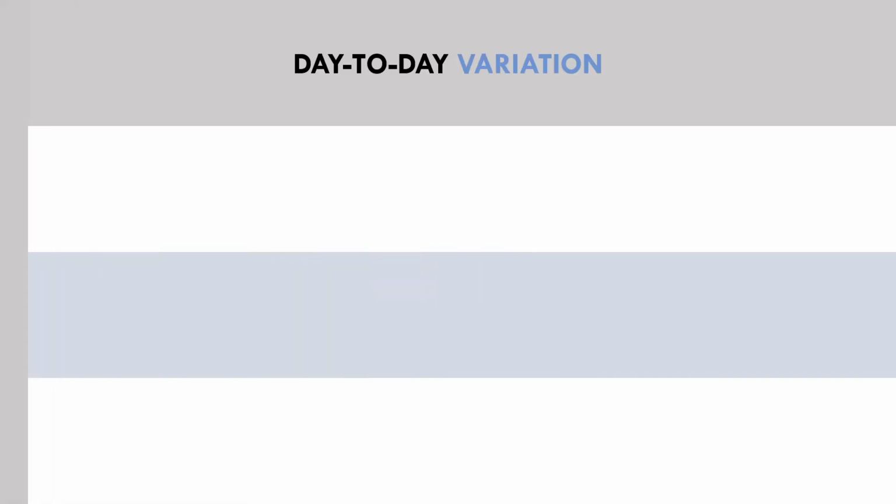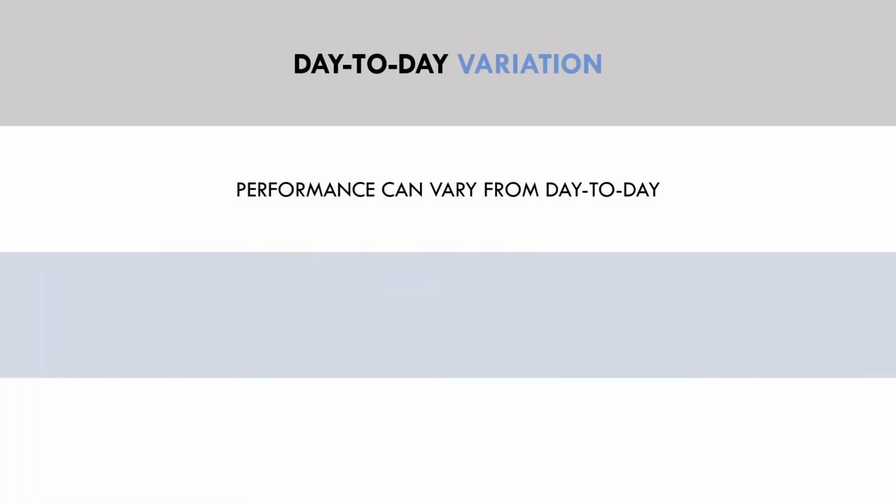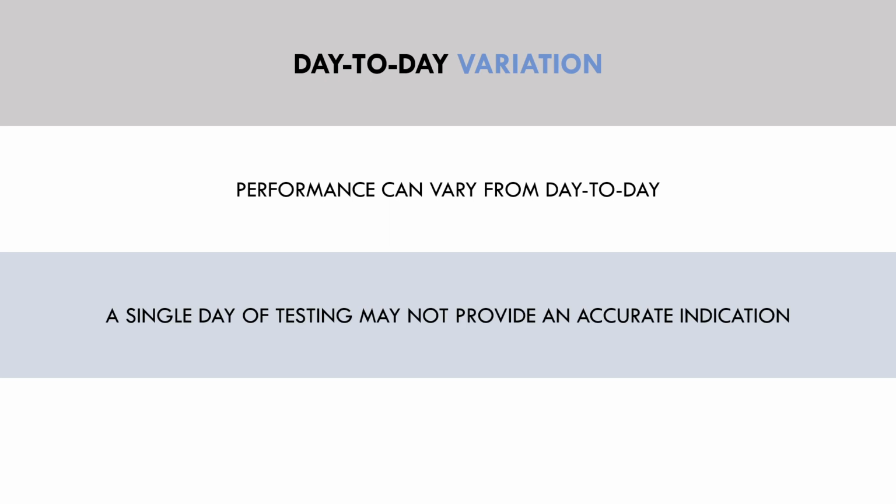However, there are a few issues with testing performance on specific dates of the year. The first issue is that an athlete's physical performance can vary on a day-to-day basis due to acute fatigue levels. Therefore, a single day of testing may not provide an accurate representation of their physical performance. They may be in a higher or lower fatigue state at that particular point in time, which may hinder performance or allow them to perform at their very best.